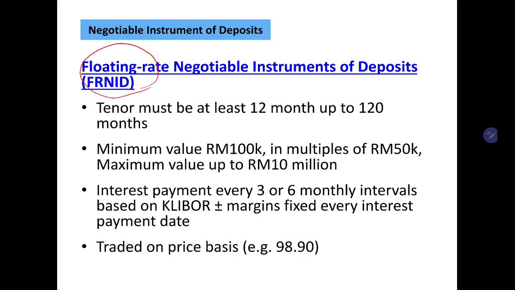Because the rate for NIDs, the FRNID, is paid as interest every 3 or 6 month interval, based on CLIBOR plus a margin fixed at every interest payment date. So in this case, we call it floating because before the bank determines the rate for FRNID, they have to look at the CLIBOR. Let's say the CLIBOR fluctuates from time to time, so the bank will determine the margin, let's say 2%.